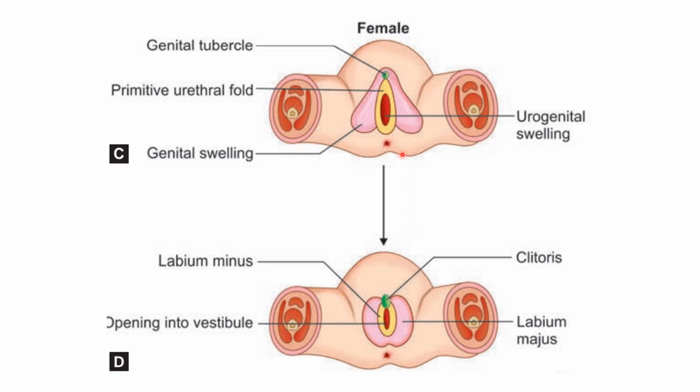The primitive urethral folds on either side of this, this is one primitive urethral fold, this is another primitive urethral fold, will become the labia minora. In between the labia minora, or primitive urethral folds, the urogenital membrane will break down. Now continuity will be established between the urogenital sinus and the exterior. This is how the female external genitalia is formed.